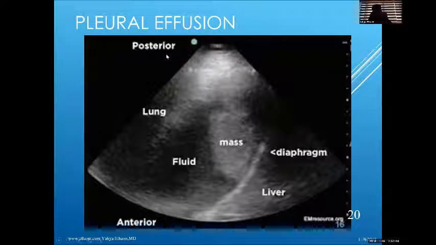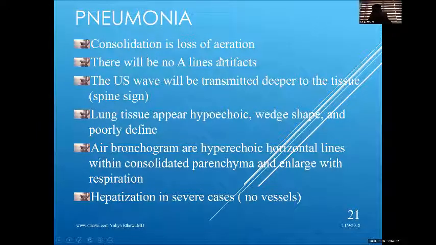How do we diagnose pneumonia on ultrasound? We see consolidation, so loss of A lines. There are also no B lines, there are no A lines. And because of consolidation, the ultrasound will reach deeper tissue, so we might see the vertebral or spinal sign. Some of the lung tissue will appear hypoechoic, but we will see wedge-shaped areas which are poorly defined, and we might see an air bronchogram.